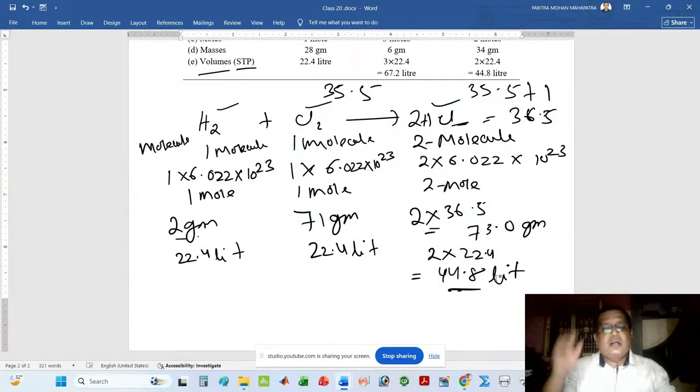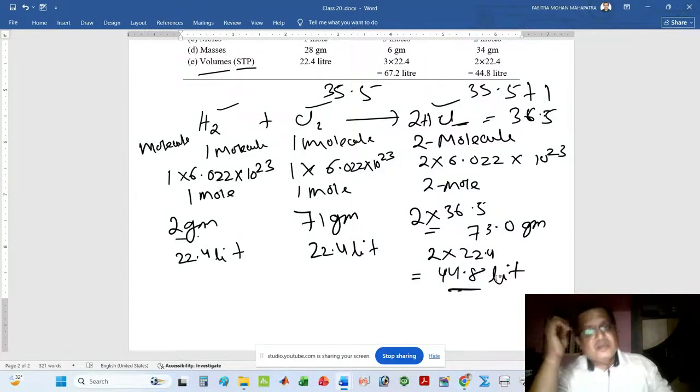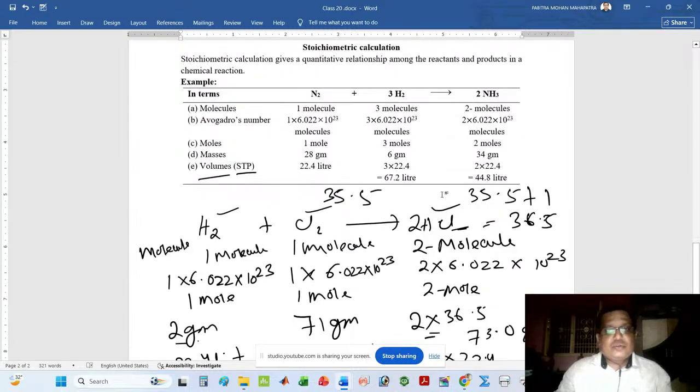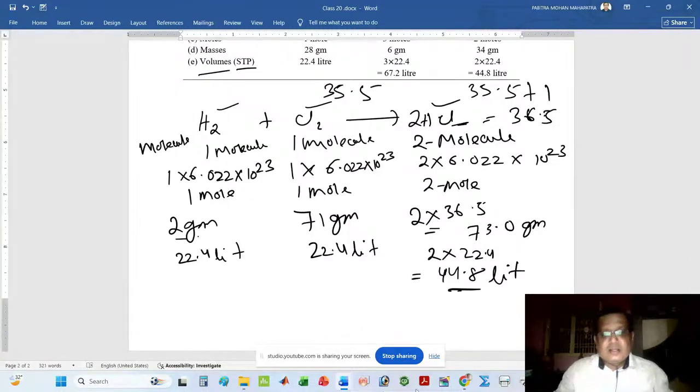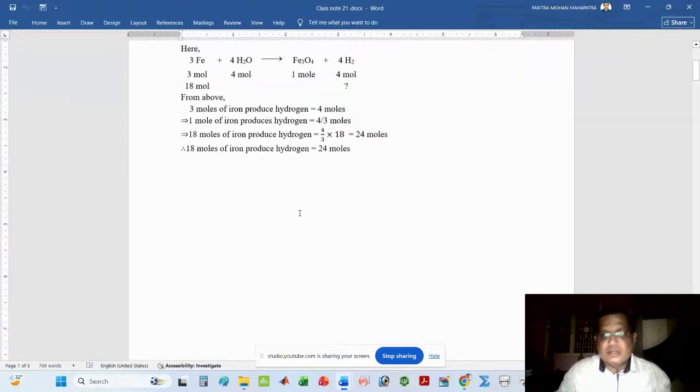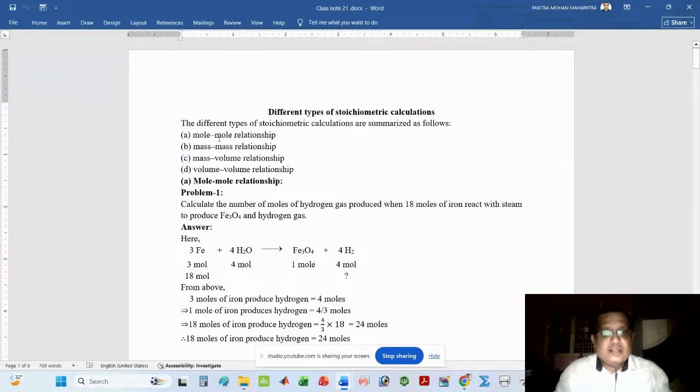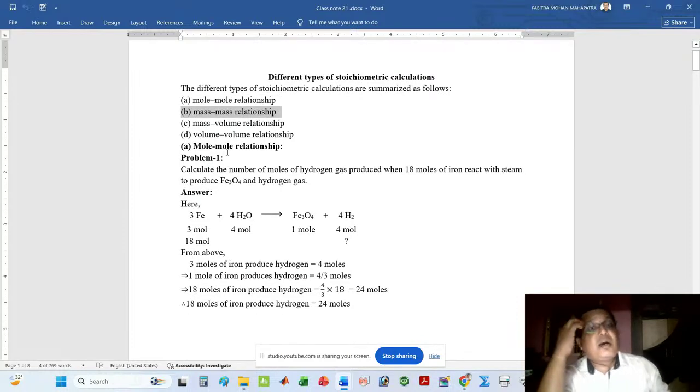These are the different relationships by using the stoichiometric calculation. And there are different types of stoichiometric calculation. Generally we use four stoichiometric calculations. One is the mole relationship. Another is the mass relationship. Next is the mass and volume relationship. Last is the volume relationship.